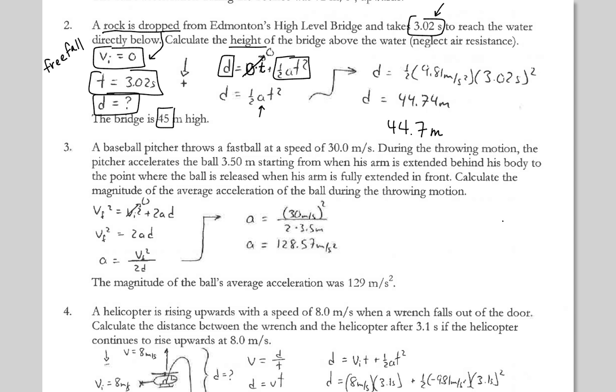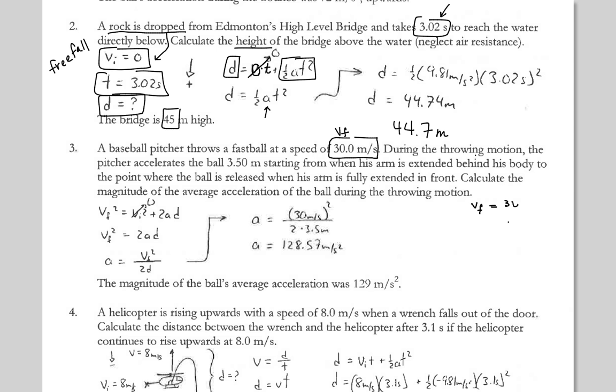Okay, so when you launch the ball, this is your VF. Initially, the ball has no speed. You have it in your hand, it's back here, and you put a whole bunch of work into this and energy and throw it. And you go from zero speed to this 30 meters per second. And we can jot that in on the side here. VF is 30. And the displacement they gave us was 3.5 meters.